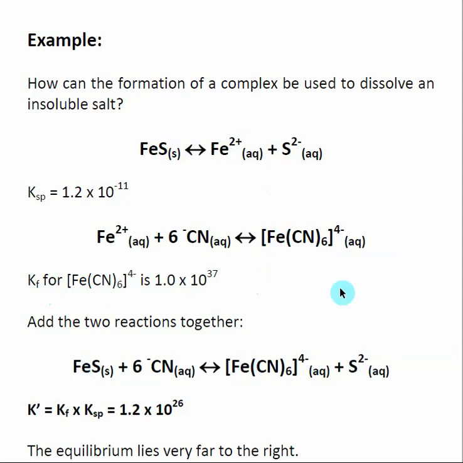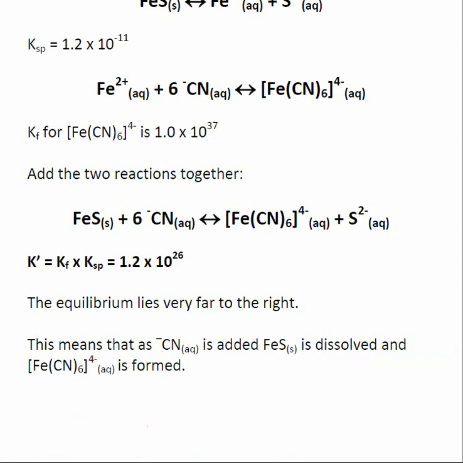As we already know, for adding two reactions, the equilibrium constant for the reaction that comes out is going to be the product of the two equilibrium constants of the reactions that we're putting into it. So the equilibrium constant for this reaction is going to be the equilibrium constant, or Ksp, for this reaction times the K sub F for this reaction. And when we do the multiplication, we get that the equilibrium constant for this reaction is 1.2 times 10 to the 26th, which is a fairly large number.